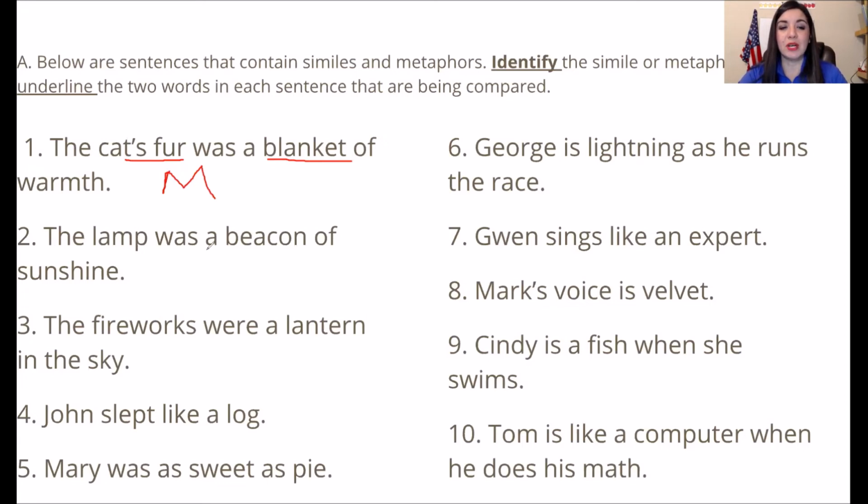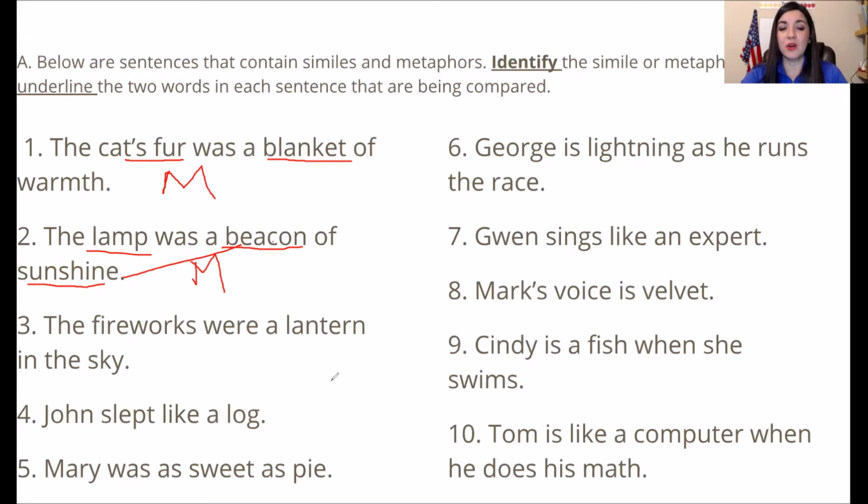Number two, the lamp was a beacon of sunshine. So what two things are being compared? The lamp to what? Beacon or sunshine? This is a hard one. I'm going to say was a beacon. A beacon is like a very bright light, and then also sunshine. So we're going to just have to say these two are together. And this is also a metaphor.